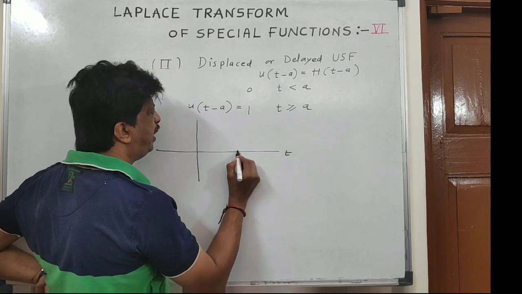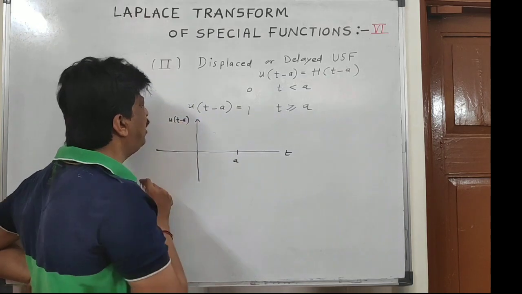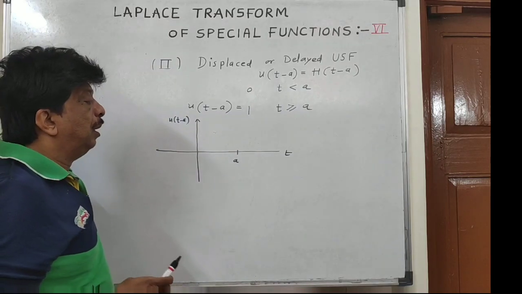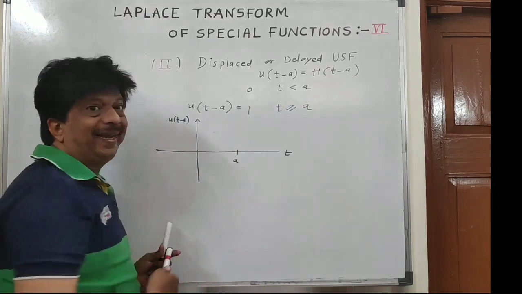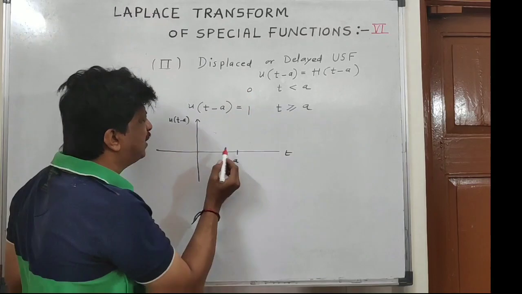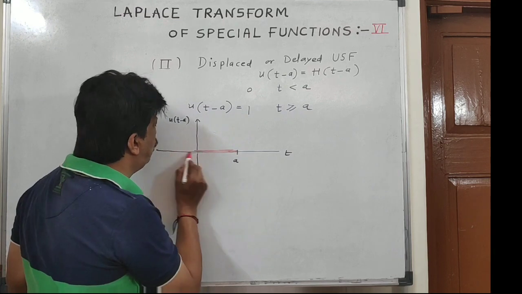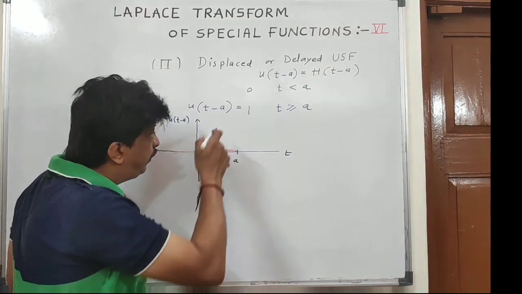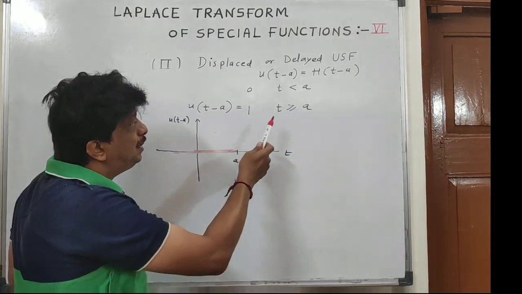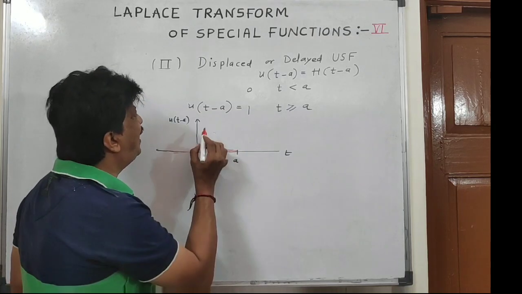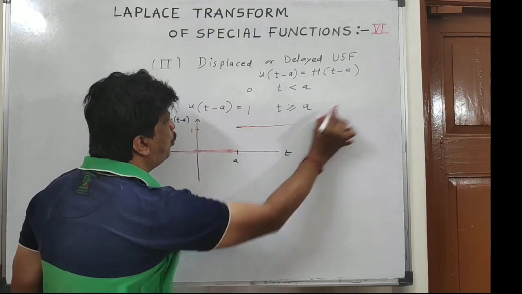If this is the t axis, this point is a, and suppose this is the u of t minus a axis. The function is denoted by u of t minus a. Now when t is less than a, u of t minus a takes the value 0. So towards the left of this point a, the value of u of t minus a is 0. Whereas when t is equal to or greater than a, it takes the value 1, up to infinity.